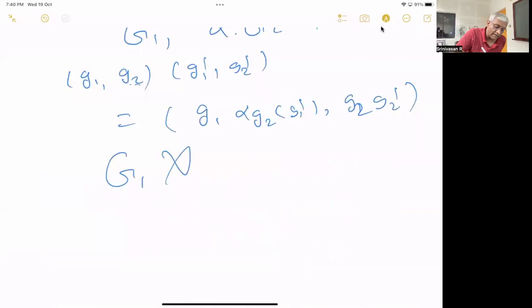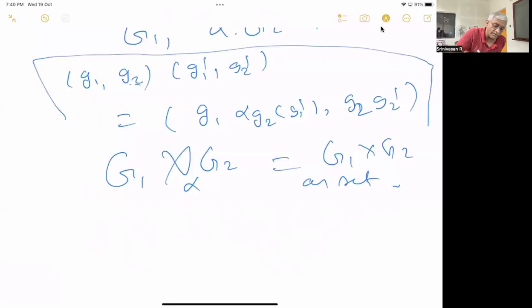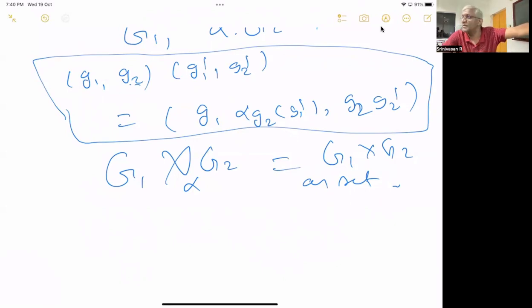G1, G2 through alpha. As a set, this is just G1 cross G2 only as a set. Only as a product, if the product is defined by this. This is the definition of the product. Product is defined through the action. Okay. This is just for your information, you don't have to remember all that.